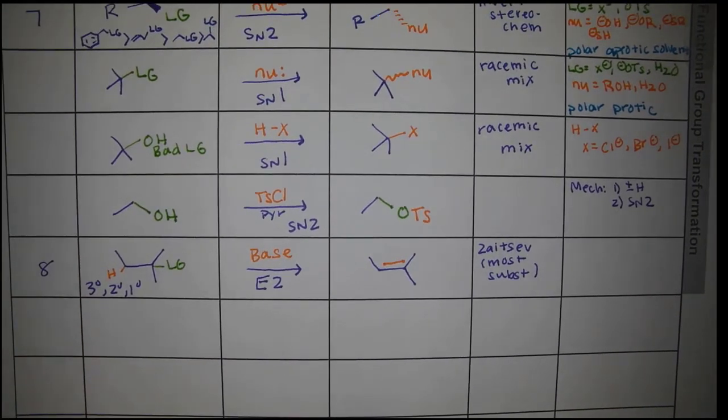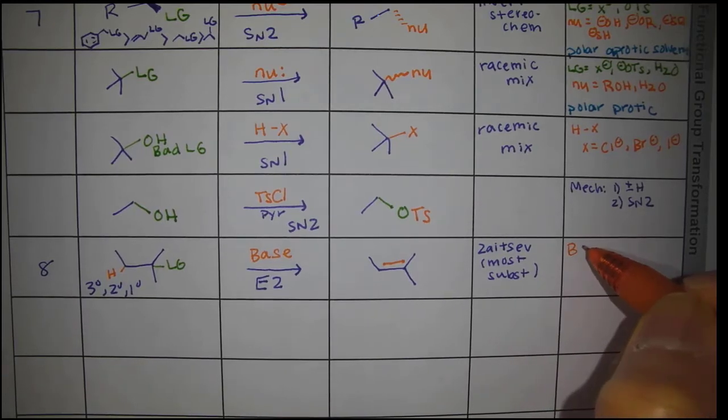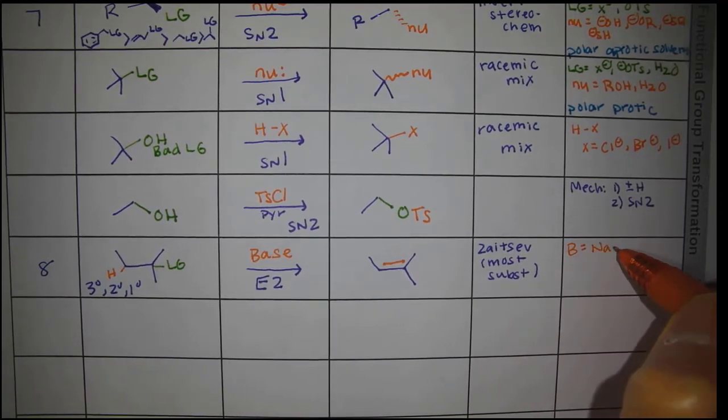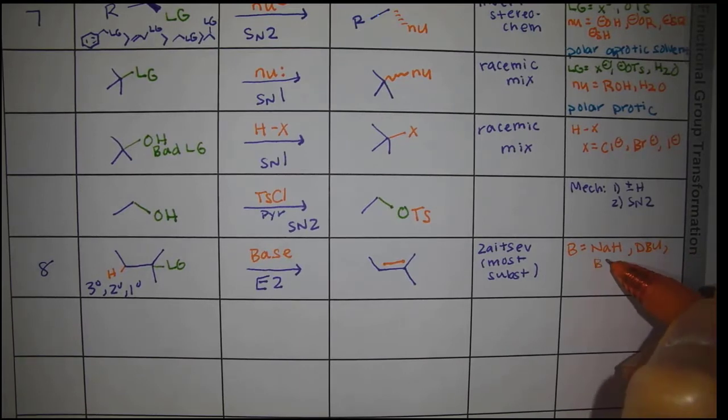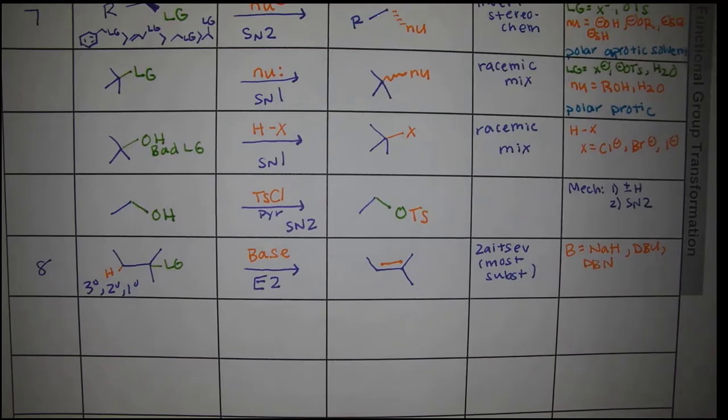All right, the best things to use for bases in this reaction, which we'll see also tomorrow, is sodium hydride. The hydride in this case is one of the rare times that we'll see H as an H minus, when it's paired up with sodium. We can use DBU or DBN. You don't have to worry about the structures, just as long as you know DBU and DBN are bases. For this reaction, we also need to have an anti-coplanar hydrogen.